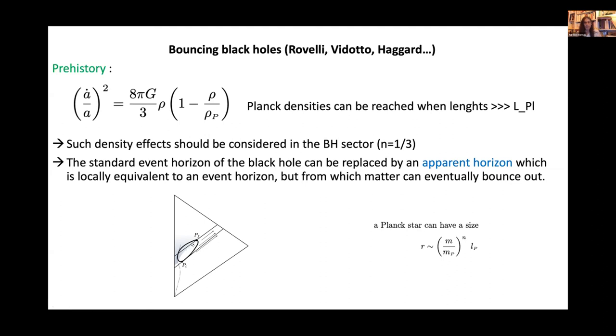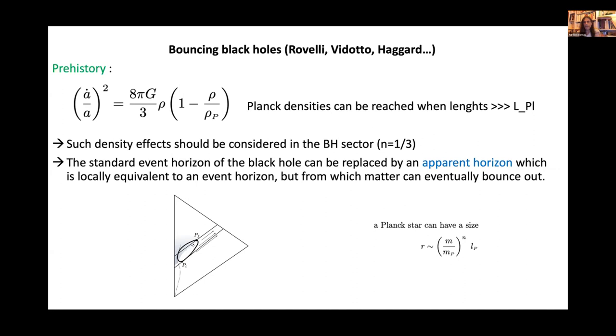So the point here is, of course, to deeply understand that quantum gravity effects can take place even though all the lengths in the problem are much, much bigger than the Planck length. Everything here at the level of the background, this is not true for the spectra of course, but at the level of the background, everything is driven by the density.